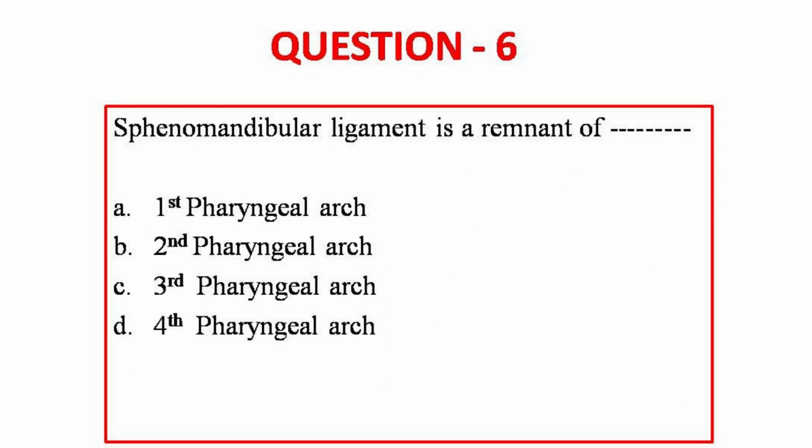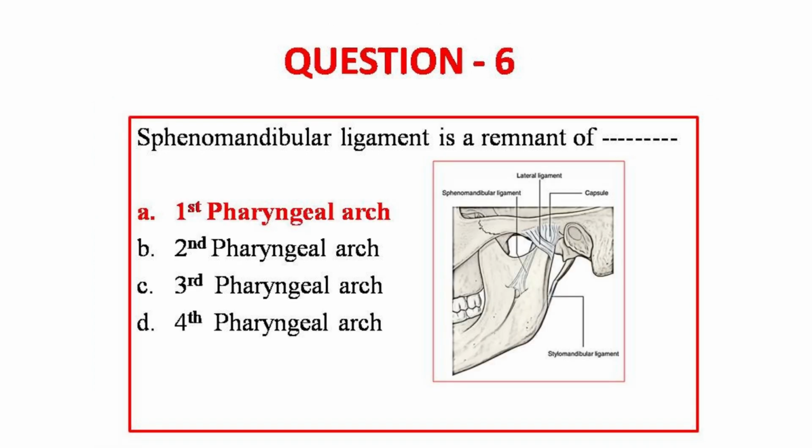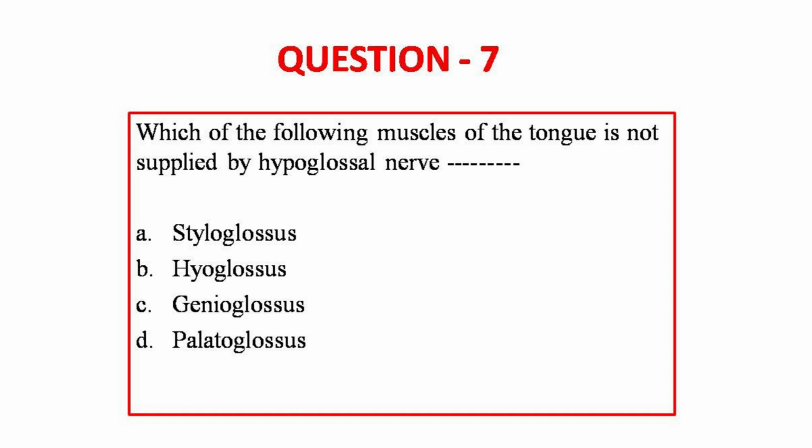Moving on to question number 6. The sphenomandibular ligament is a remnant of, they've given us 4 pharyngeal arches: the 1st pharyngeal arch, the 2nd pharyngeal arch, and the 4th pharyngeal arch. The answer is the 1st pharyngeal arch. You can see the sphenomandibular ligament marked there. It runs from the spine of the sphenoid to the lingula of the mandible, and it is a remnant of the 1st pharyngeal cartilage.